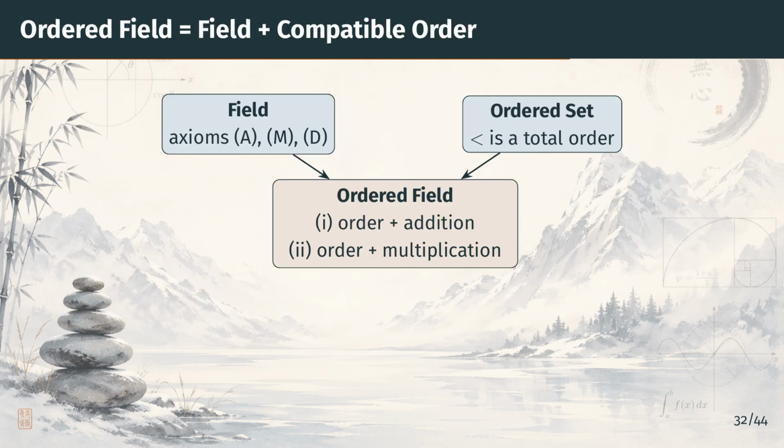This diagram shows how the concept of an ordered field brings together two structures we have already defined, a field and an ordered set. The two compatibility conditions shown in the box at the bottom ensure that the algebraic operations respect the ordering. This combined structure is what allows us to work with both equations and inequalities in a consistent way. Let's see what properties follow.